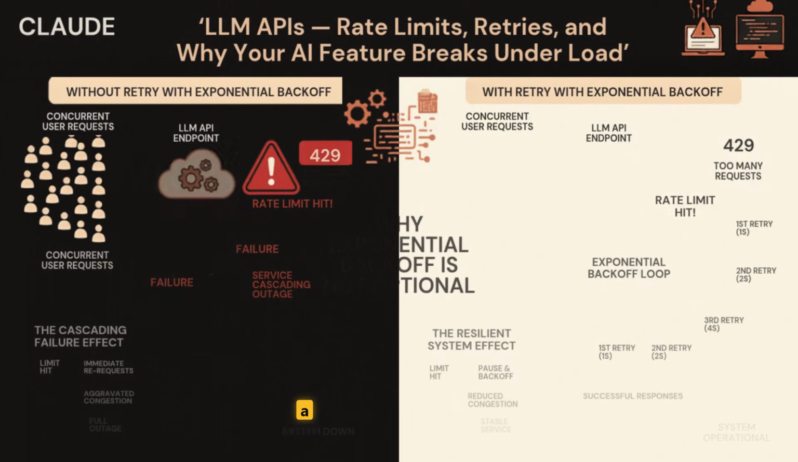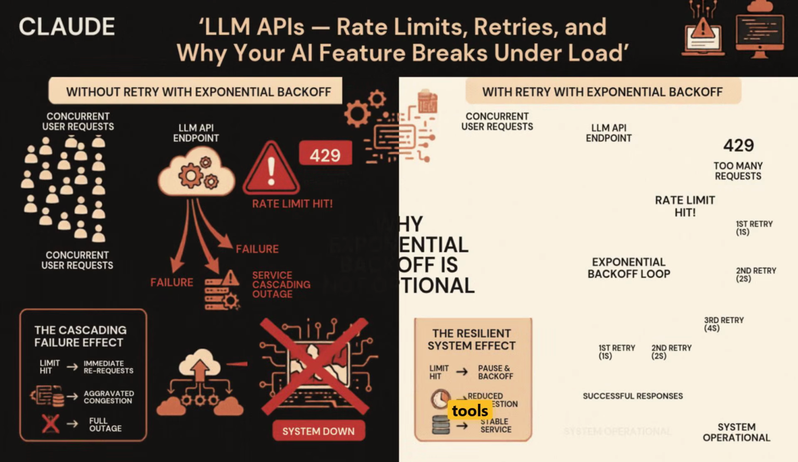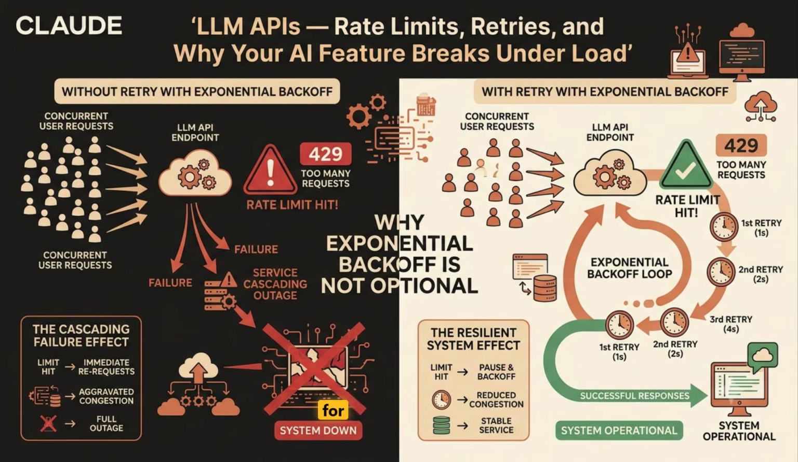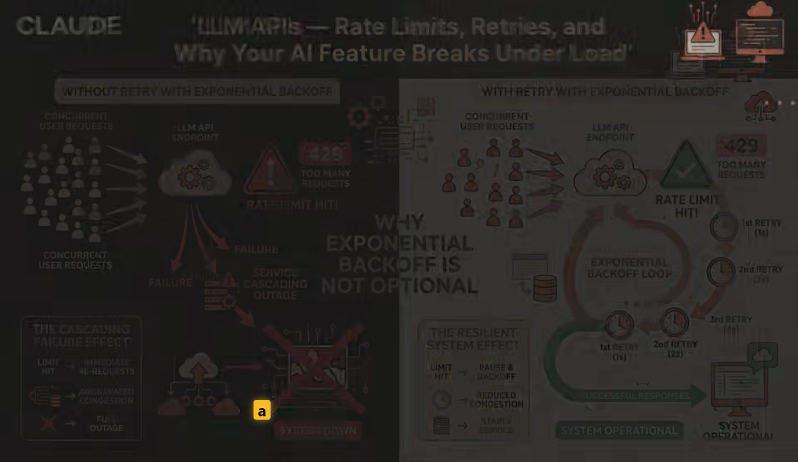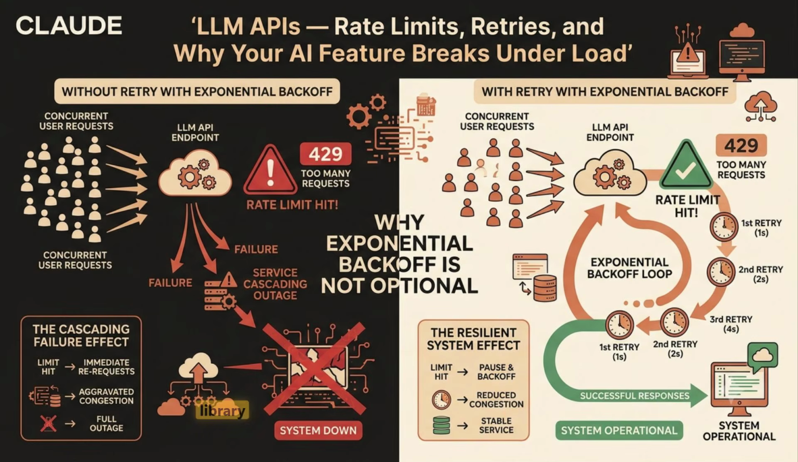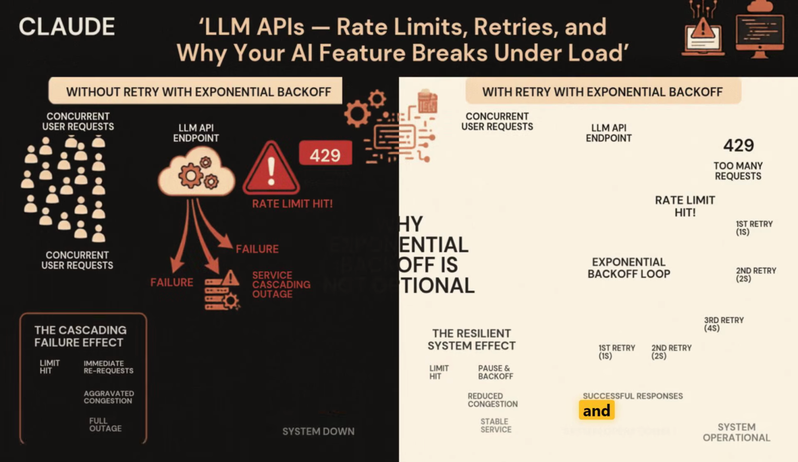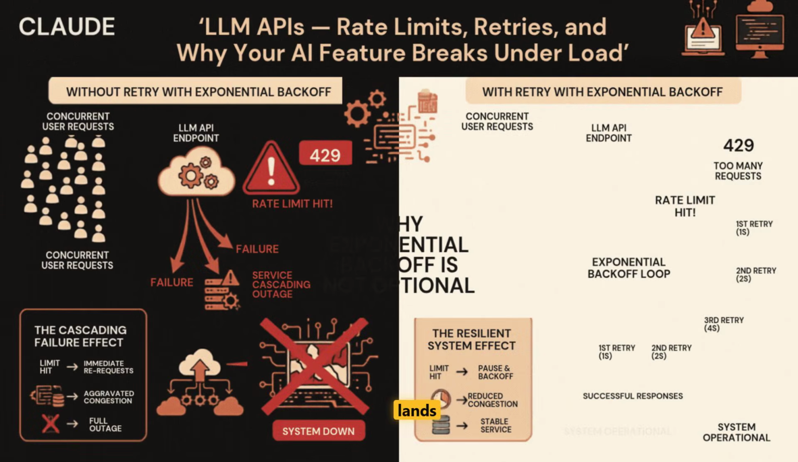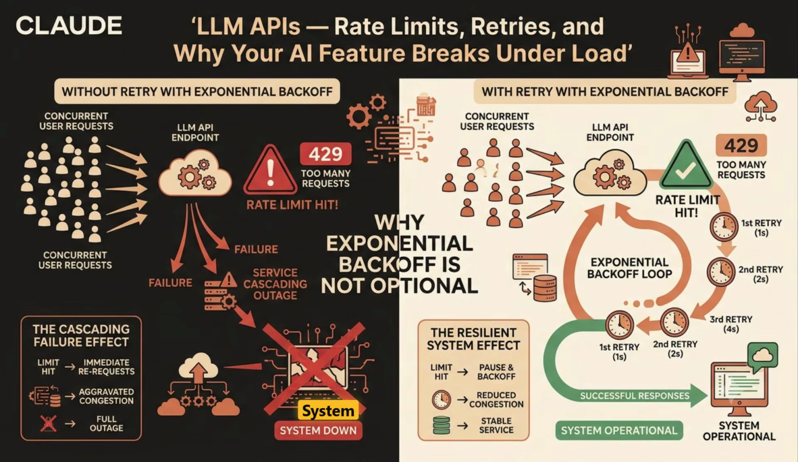Two tools solve this today: Tenacity for Python and Resilience4j for Java. Here is the key difference between them. Tenacity provides a decorator-based syntax for retries and backoff logic, while Resilience4j is a full circuit breaker library that also includes rate limiting and bulkheading metrics. Successful responses flow through the system and your AI feature lands on a green system operational status.